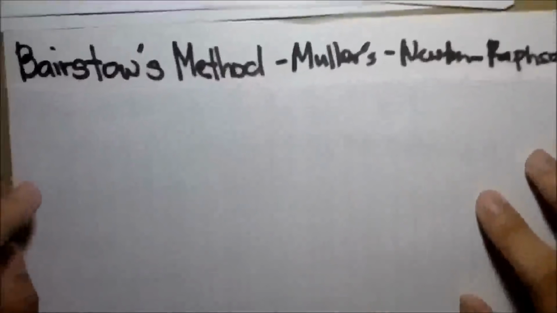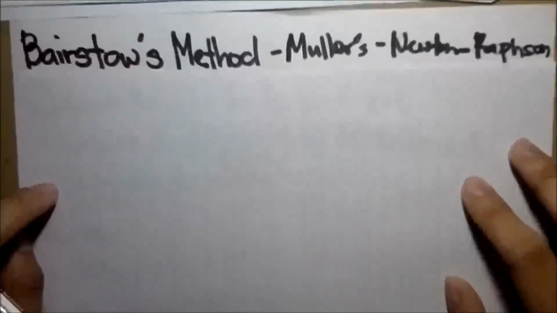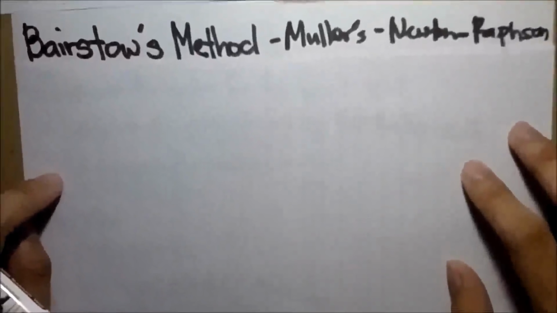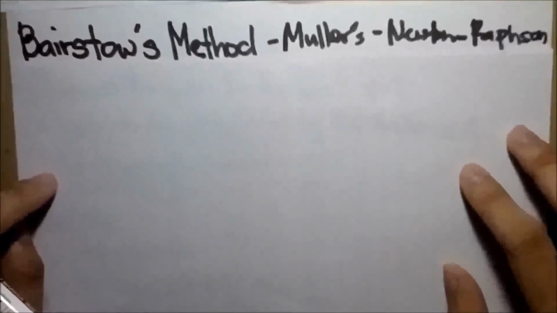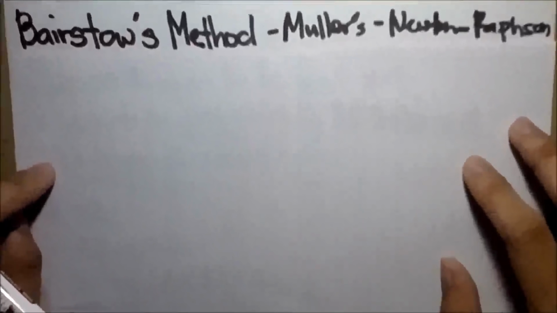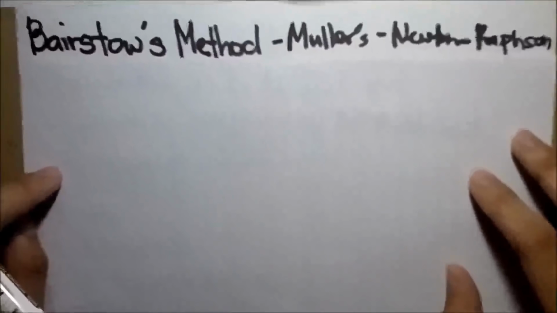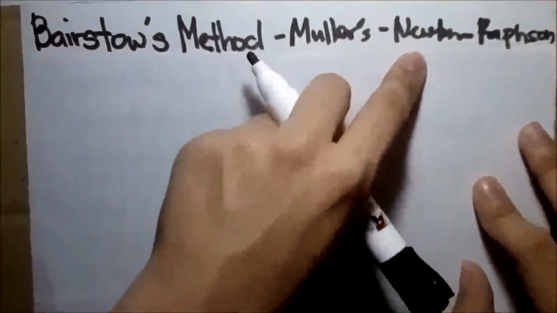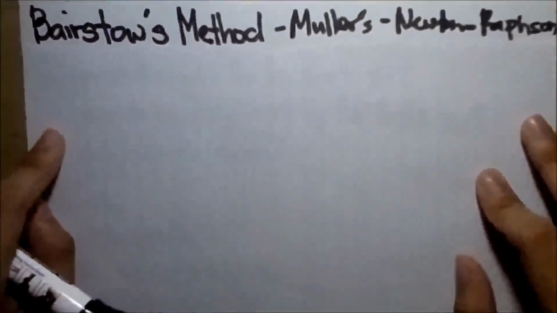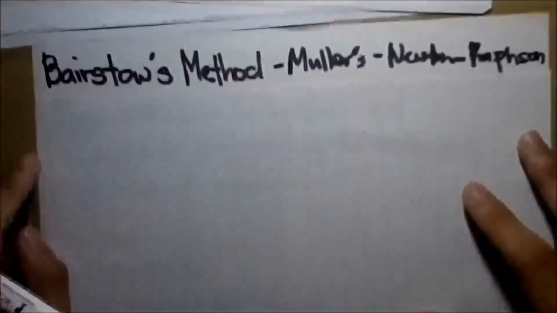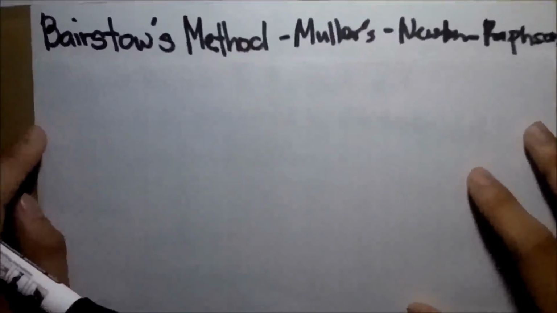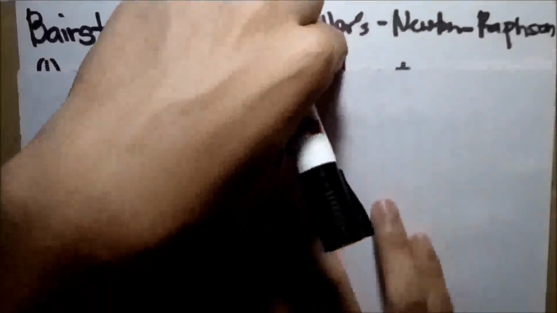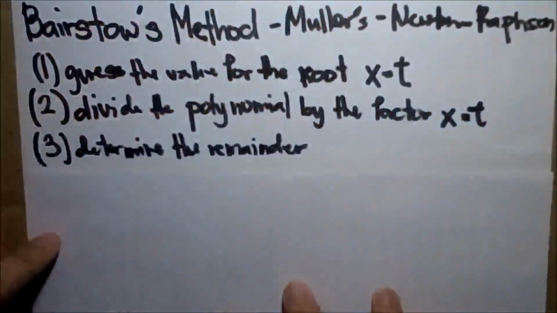The Bairstow's Method. It is a method that can be used in finding the value of the real roots in an equation. In some ways, it is similar to both Muller's and the Newton-Raphson method in terms of its procedure. In order to get the roots in the equation, we must make the following steps.